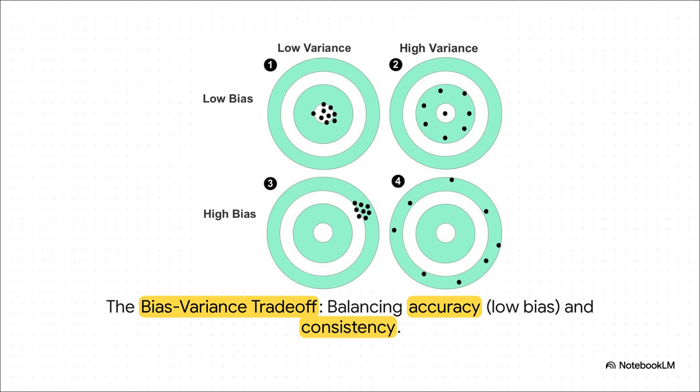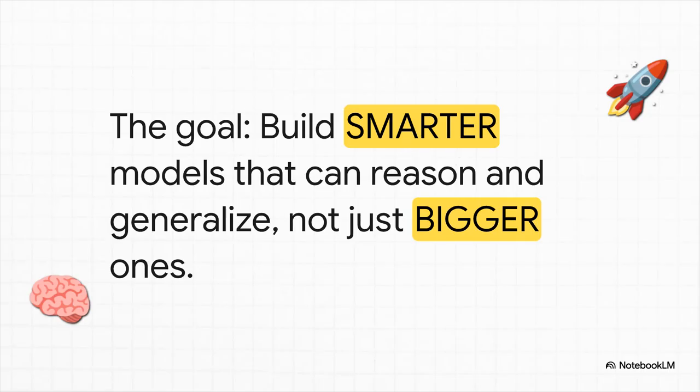Getting that perfect top-left balance is a constant struggle for developers. And this all points to the really big takeaway about where AI is headed. For a while, the race was just about who could build the biggest model. But the focus is really shifting now. The real goal, the holy grail, is to build smarter models. Models that can truly reason, that can generalize from concepts, and can avoid these weird errors like the reversal curse.